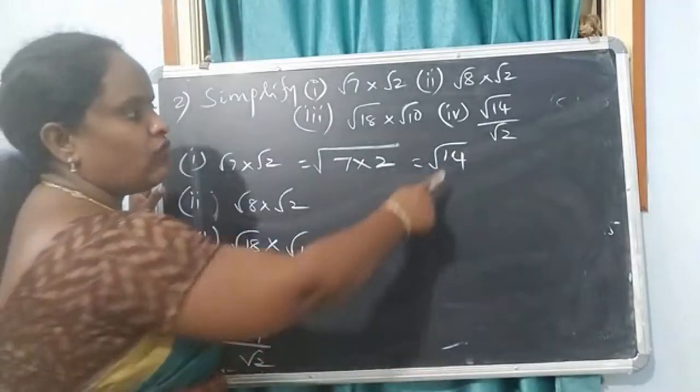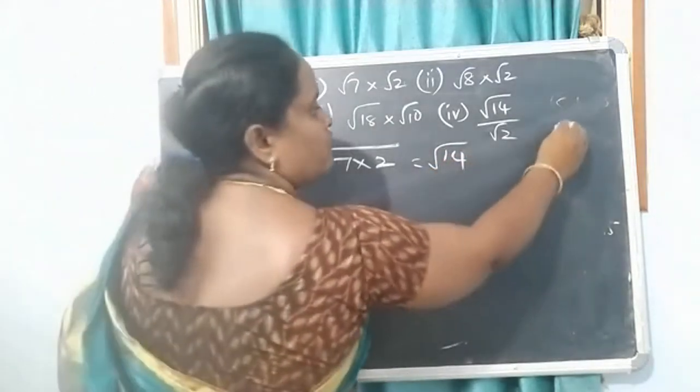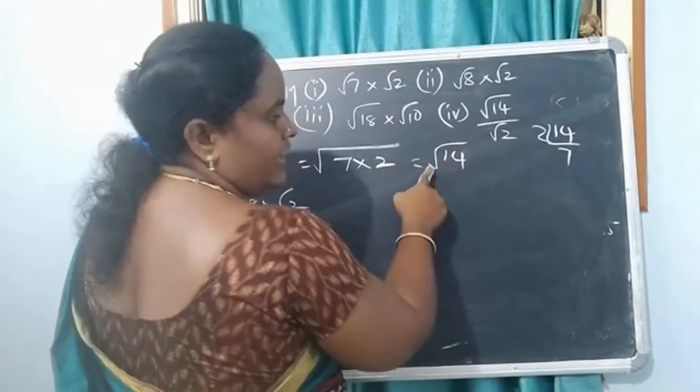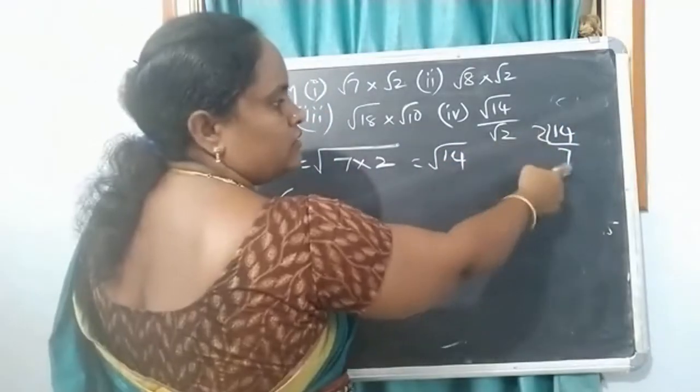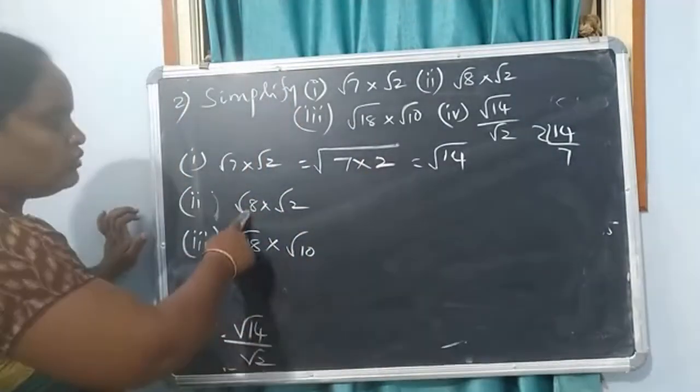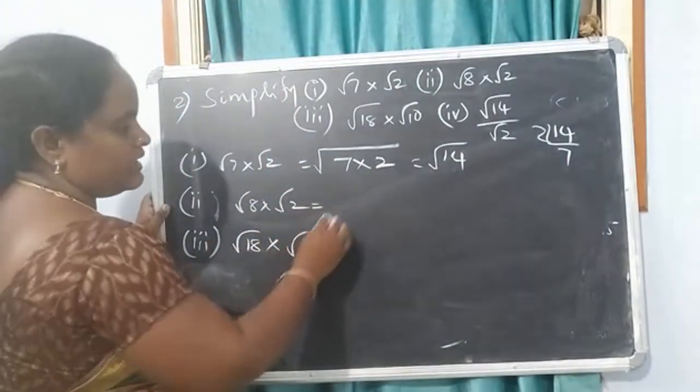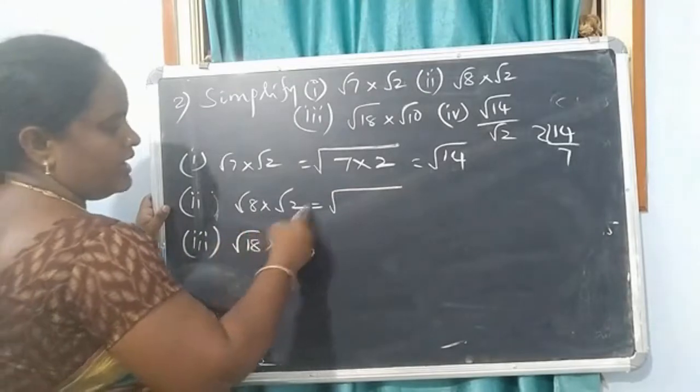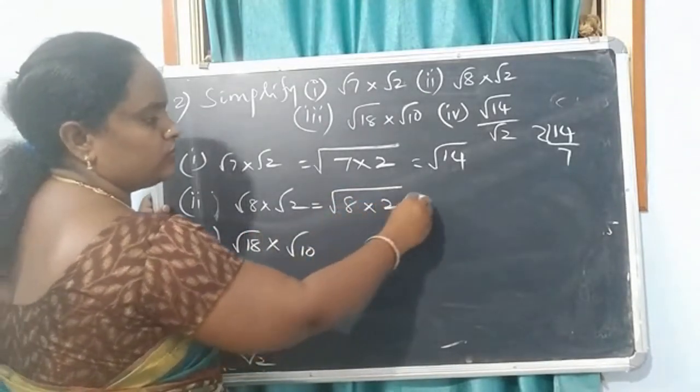Here 14 is not a perfect square. If you see 14, it is 2 into 7. So 2 is the other factor, and two same numbers we don't have, so leave it. Next, root 8 into root 2. This can be written in the same way: 8 under the root, 8 into 2. That is root of 16.